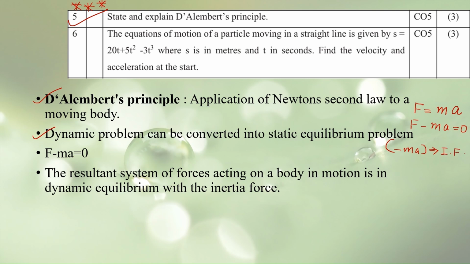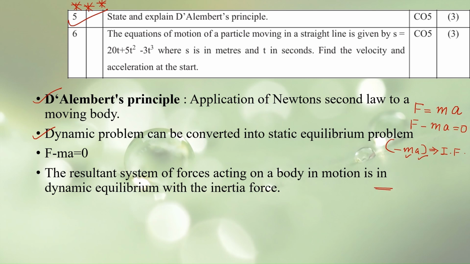According to Newton's second law of motion, a body continues to be in a state of rest or uniform motion in a straight line unless it is acted upon by an external force. So every body has a tendency to continue in a state of rest or uniform motion. This tendency is known as inertia. So the magnitude of inertia force is equal to the product of mass and acceleration, and this inertia force always acts in a direction opposite to the direction of acceleration.